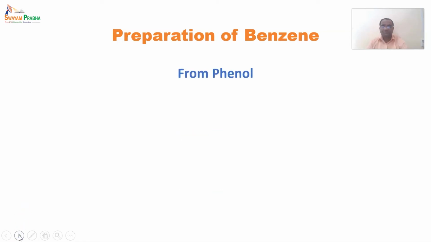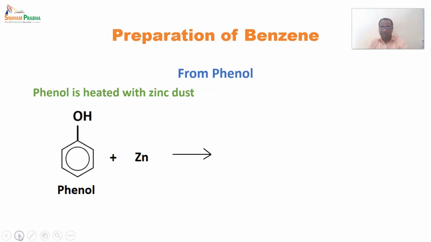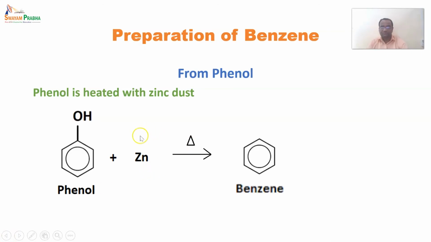So now the next method of preparation of benzene is from phenol. So phenol is heated with zinc dust. Phenol, after heating with zinc dust, forms benzene. So it is one of the simple methods, giving away zinc oxide as a byproduct.